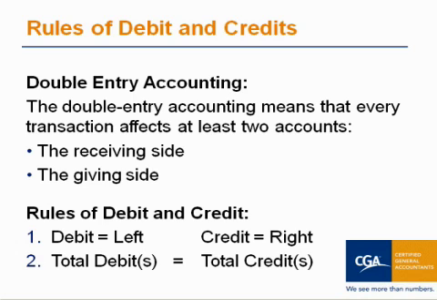Further rules of debits and credits come back to something called double entry accounting. Double entry accounting means that every transaction will affect two accounts, the receiving side and the giving side. The rules of debit and credit are that the debit entry is made on the left-hand side and the credit entry is made on the right-hand side. The second rule of debit and credit is that the total debits must equal the total credits, which also means that you must balance every transaction.